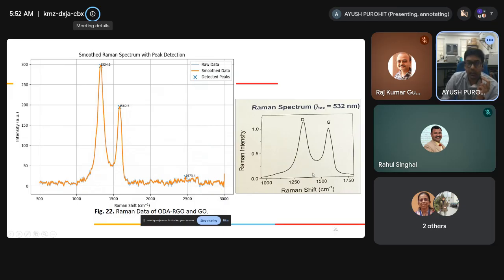RGO results. So here, this is the result for the commercially purchased RGO, and this is the result that was done at the BITS campus facility. So this peak, the intensity of the D peak is at 300, and the intensity of the G peak is at around 1580. So after calculating the ratio of ID and IG, it is equal to 1.5.